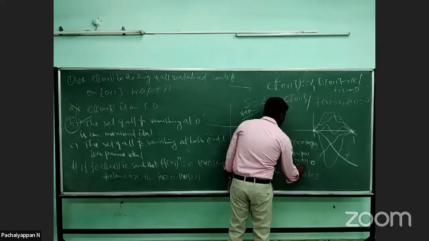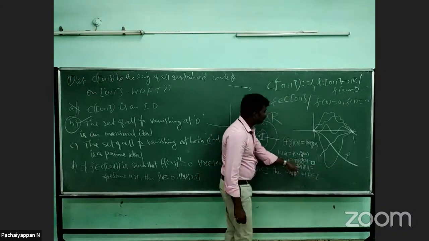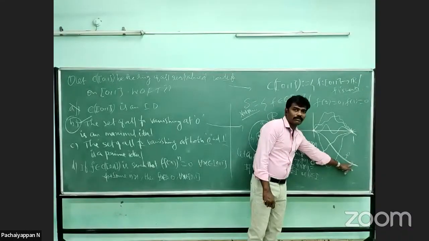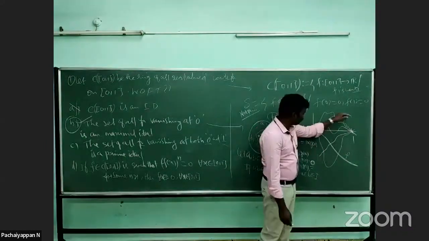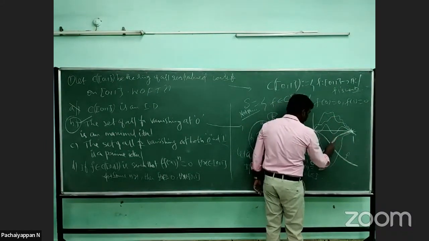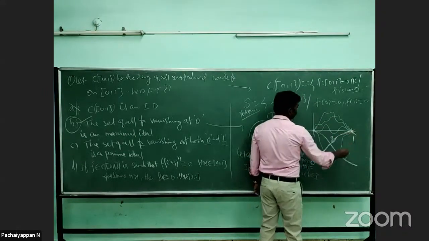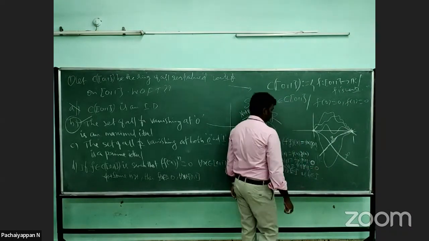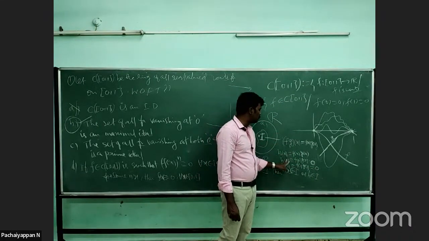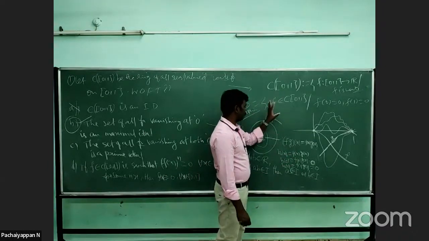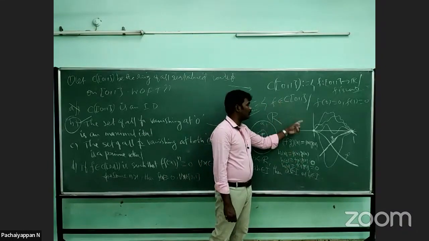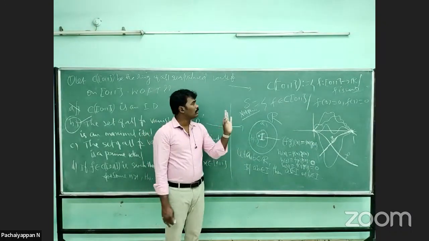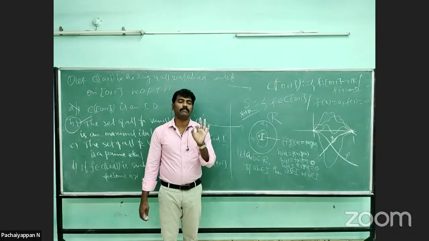H of 1 means F of 1 times G of 1. What is F of 1? F at 1 takes a non-zero value. Clear, right? Okay. F of 1 is non-zero. What about G of 1? This is our G function. G of 1 is 0. So F of 1 is non-zero, G of 1 is 0, and the product is 0. Now, H is a function vanishing at 0 and 1. Clearly, H belongs to S. Which means F and G have a product that belongs to S, but none of them is in S. Therefore, S is not a prime ideal.